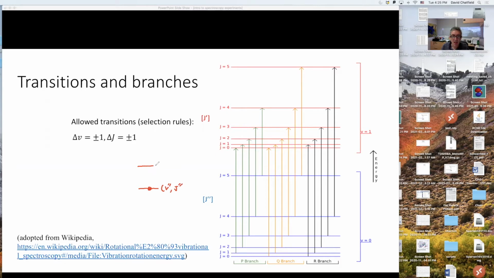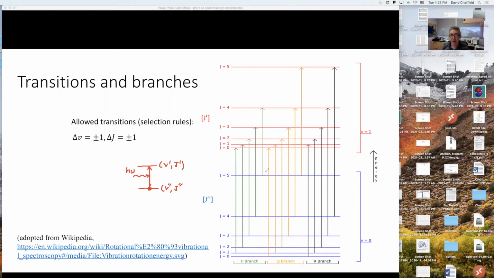Then there's some higher energy state that we can excite to. Of course, we need some energy to excite, so the energy comes from a photon that has some particular frequency. That will excite us to some upper state described by a new value of v, which we'll call v prime, and a new value of j, which we'll call j prime.